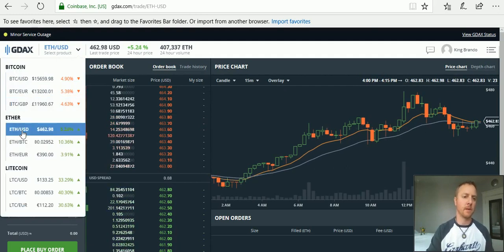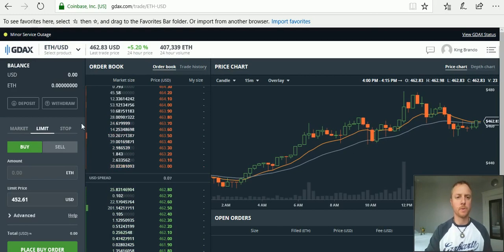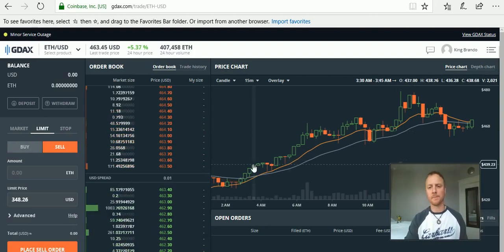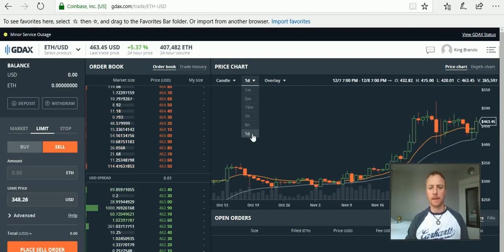So I'm just going to keep it on Ethereum today. Moving over to the right here, you have your order book. Now here in the red are the sell orders, and then down here in the green are the buy orders. Over here, these are your candlesticks. And you can choose between the daily.